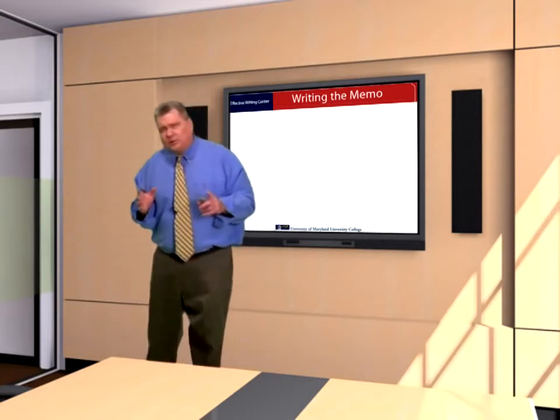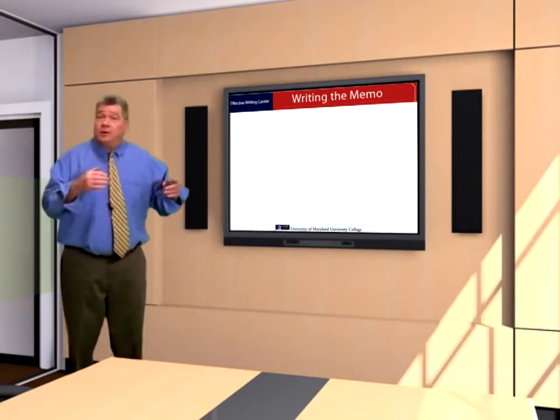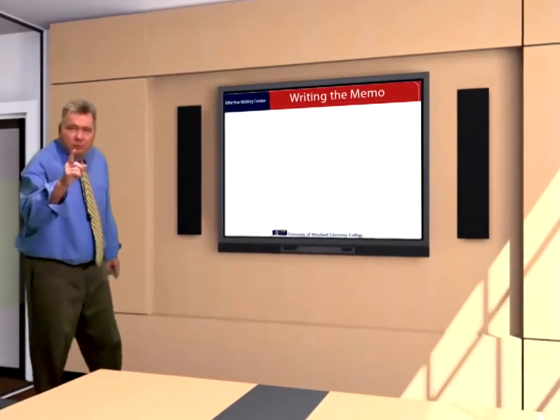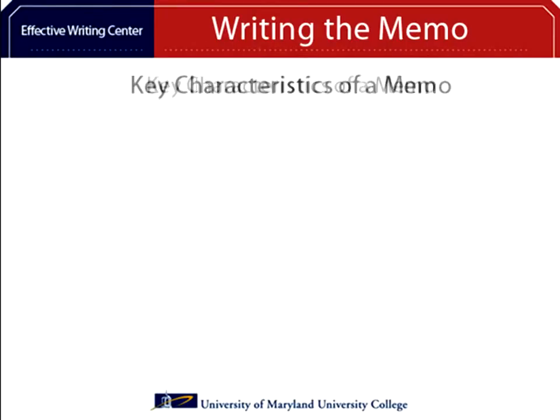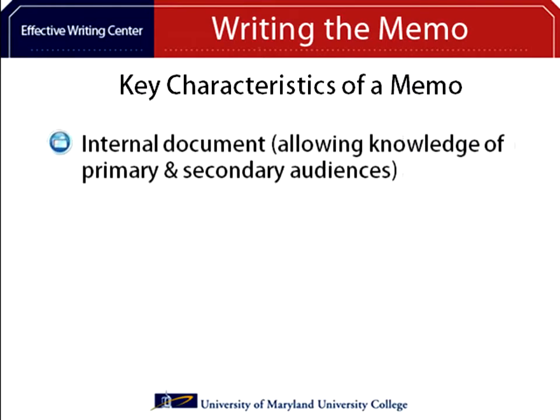So why don't we start with a discussion of the basics of the memo, what we do know and what we don't know. I think a good place to start is with a clear definition of the memo. The three key characteristics of a memo are that, one, it is an internal document. This is helpful to know because you're more likely to know both the primary audience, those to whom it is addressed, and the secondary audience, those who may read it without your knowing.